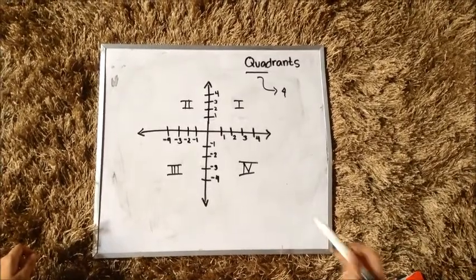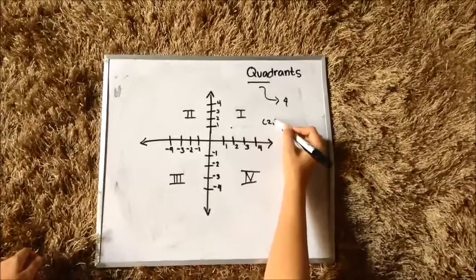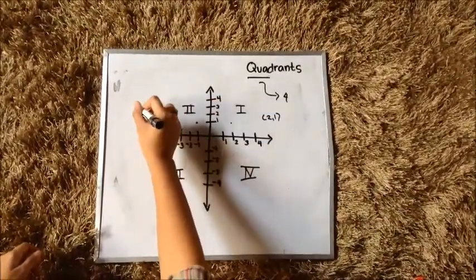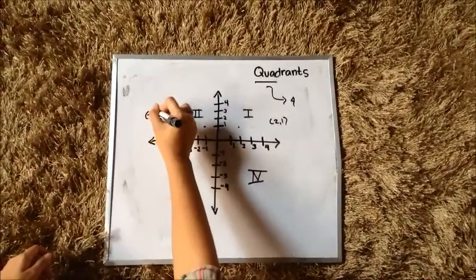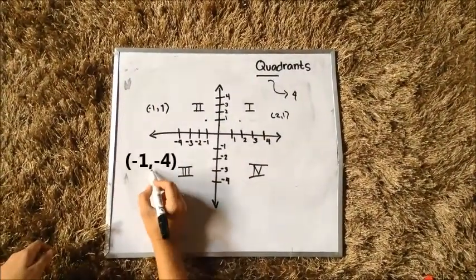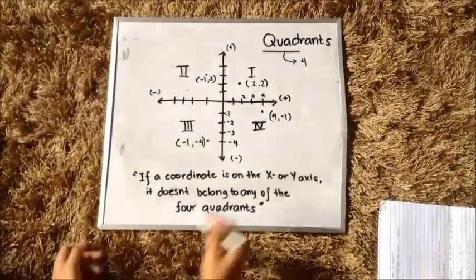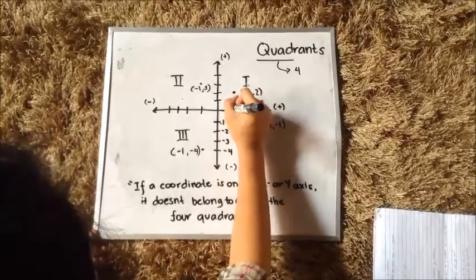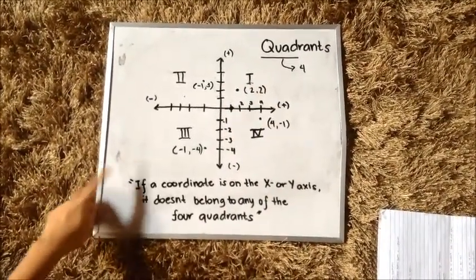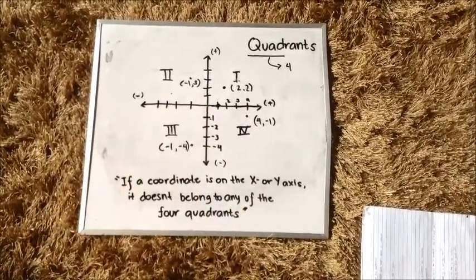So if I place this point here, it means it's the first quadrant, second quadrant, third quadrant. You might have asked, what if I put this here? Just remember this. If a coordinate is on the x or y axis, it doesn't belong to any of the four quadrants.